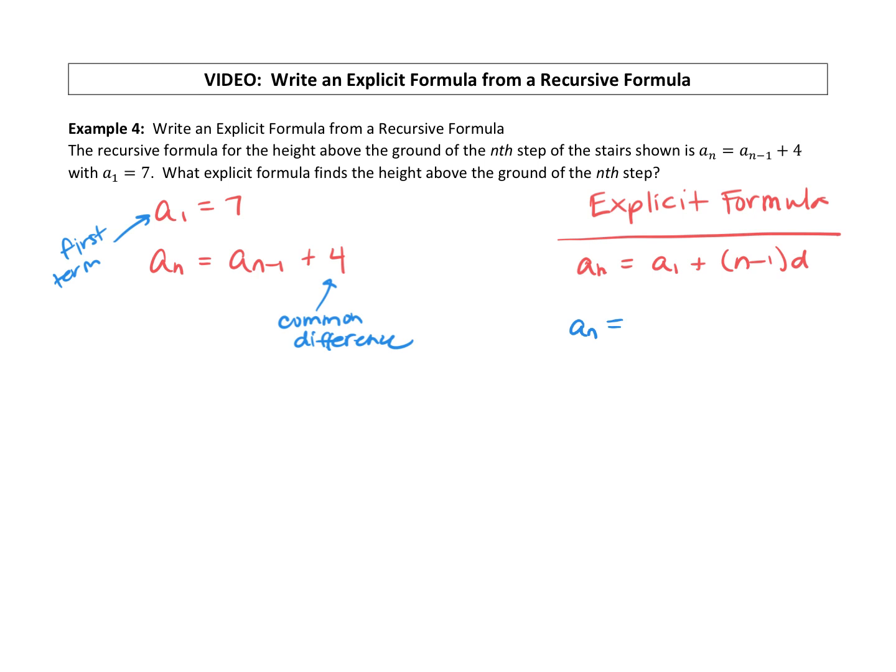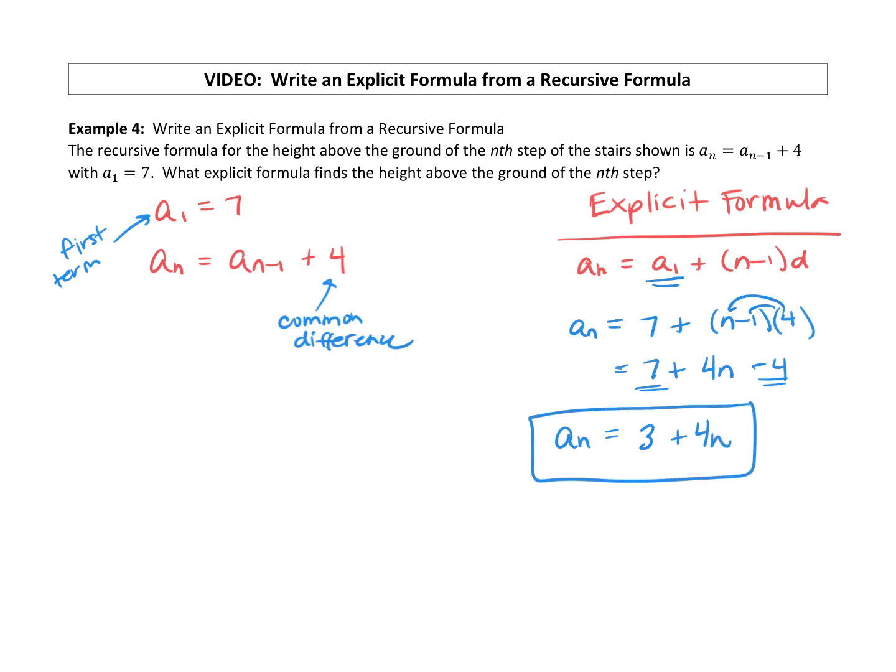A sub n equals, our first term is 7 plus n minus 1 times our common difference of 4, and then we just simplify this formula. We have 7 plus, we'll distribute the 4 in, so we have 4n. 4 times a negative 1 is minus 4, and then we can get our final answer by combining the 7 minus the 4. 7 minus 4 is 3, plus 4n, and now we have an explicit formula.